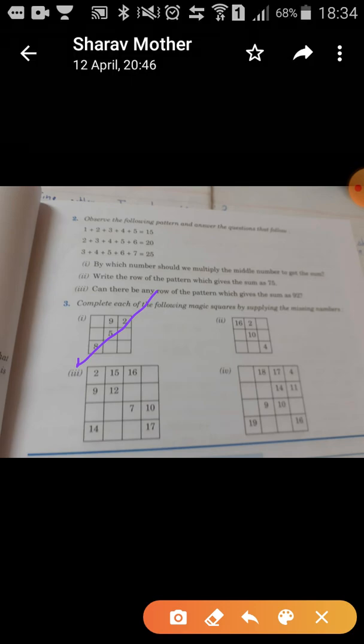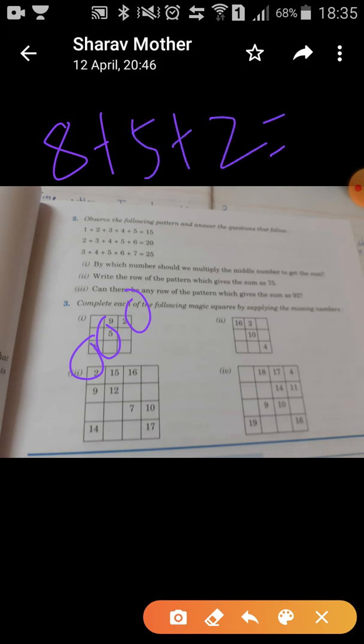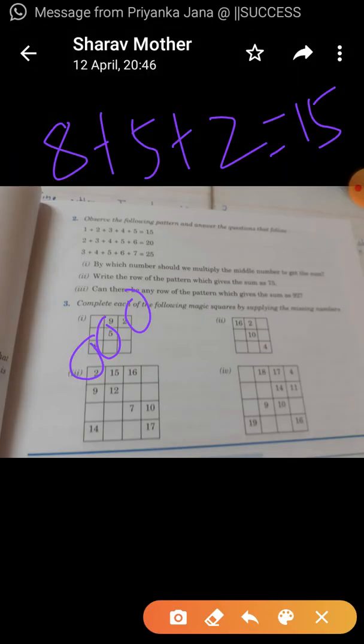Yes, so in the first sum, if you see, this one is filled up completely, corner to corner. So now let's add it up. Corner to corner you have 8, 5 and 2. What is 8 plus 5 plus 2? 8 plus 5 plus 2 is 15. Yes or no? Yes, so 8 plus 5 plus 2 is 15.